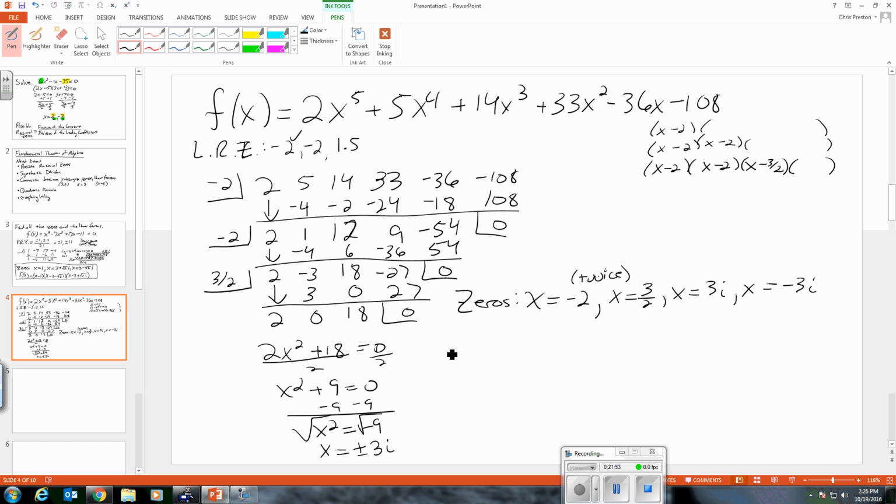And so this f of x function can be written as, well, I need this 2 in here, so I'm going to put that on the front. And then I'm going to set each of these equal to 0. So I'm going to add the 2 over, so x plus 2. Oh, wait, there's twice. I almost forgot that, so it's squared. And then subtract the 3 halves, so x minus 3 halves. And then subtract the 3i, so x minus 3i. Add the 3i, x plus 3i. So that's how you do finding all these zeros in these critical values.